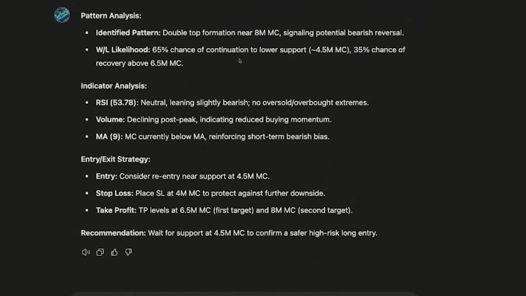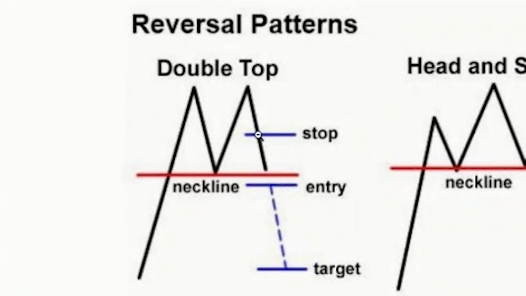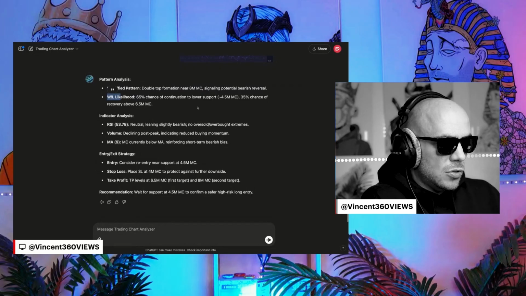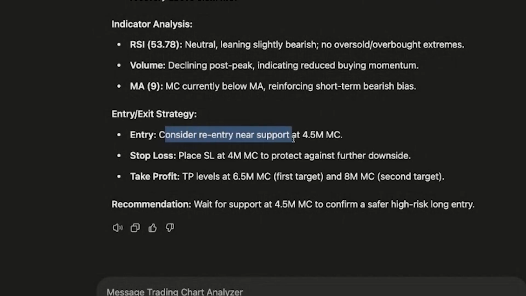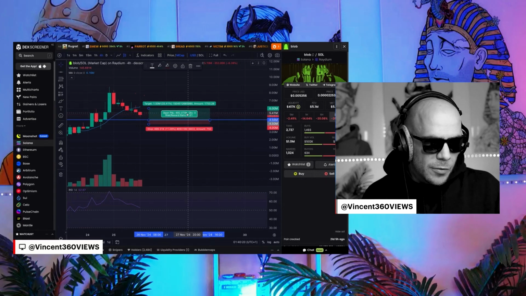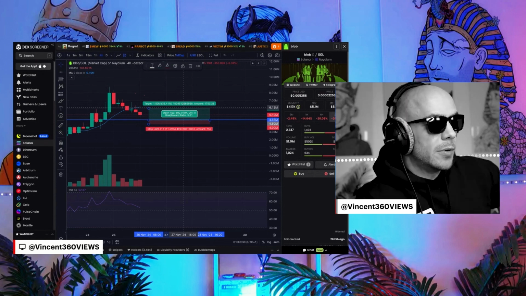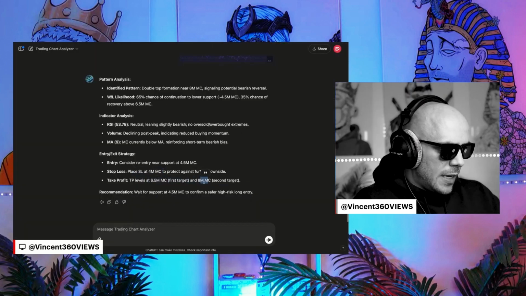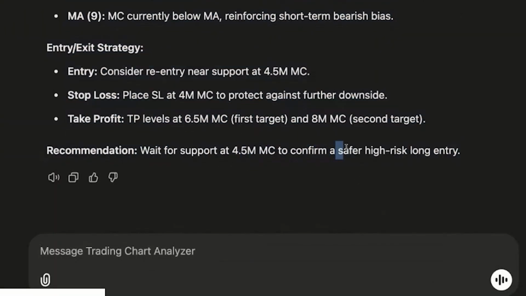Identify pattern: double top formation near 8 million market cap, signaling potential bearish reversal. This pattern has a 65% chance of continuation to lower support, a zone of resistance, and a possible support here. Consider re-entry near support at 4.5 million, stop loss at 4 million. We will have a risk ratio of 3. We will win 3 times what we lose. We want that. Take profit at 6.5 million for the first target and 8 million for the second target. Recommendation: wait for support at 4.5 million market cap to confirm a safer, high risk long entry.